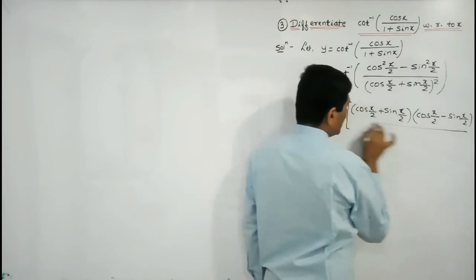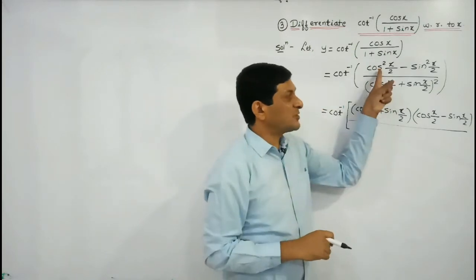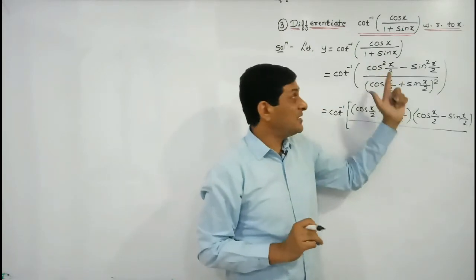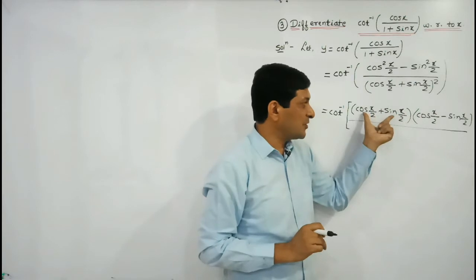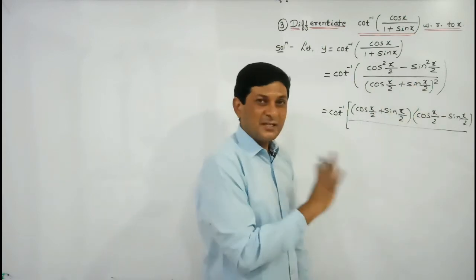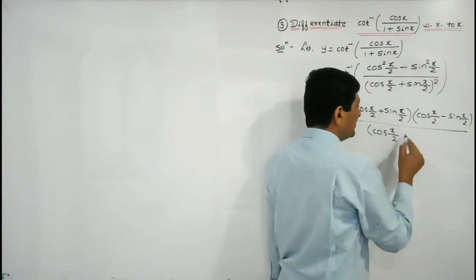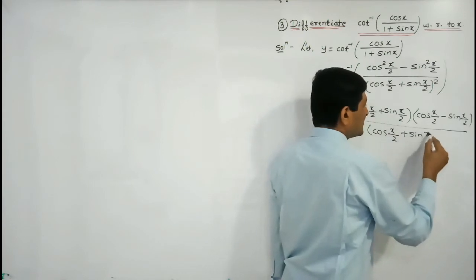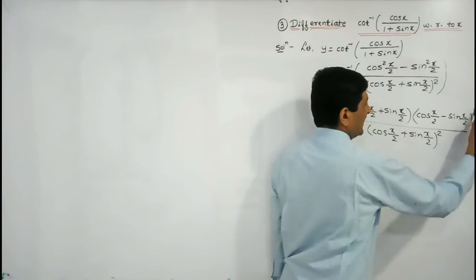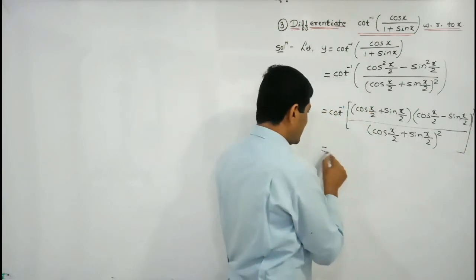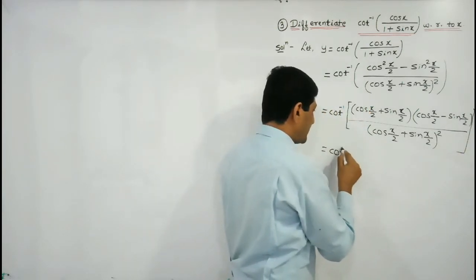Isn't it? Just we have got the factors of this expression applying which identity? A square minus b square is equal to a plus b into a minus b. Keep the denominator as it is. Denominator is what? Cos x by 2 plus sin x by 2 whole bracket square, isn't it? So which is equals to cot inverse, keep it as it is.